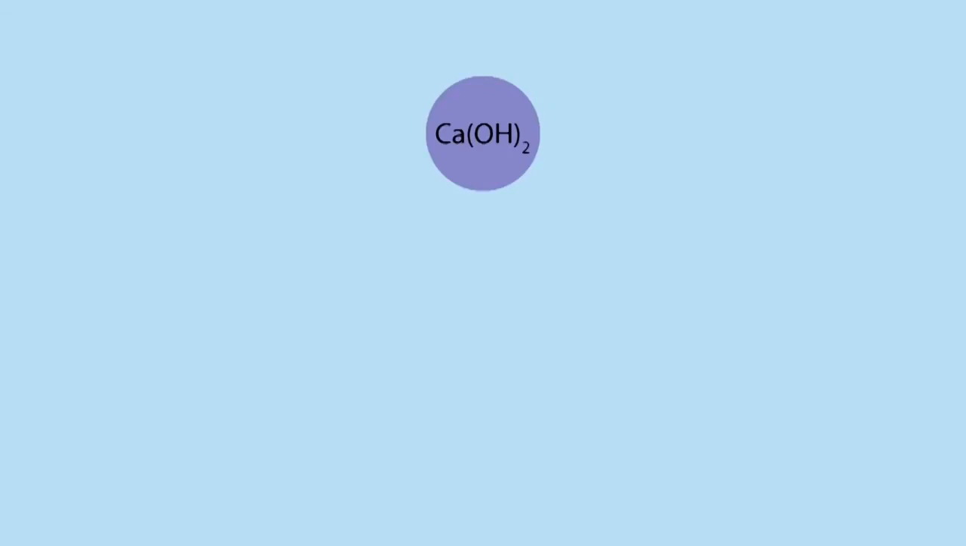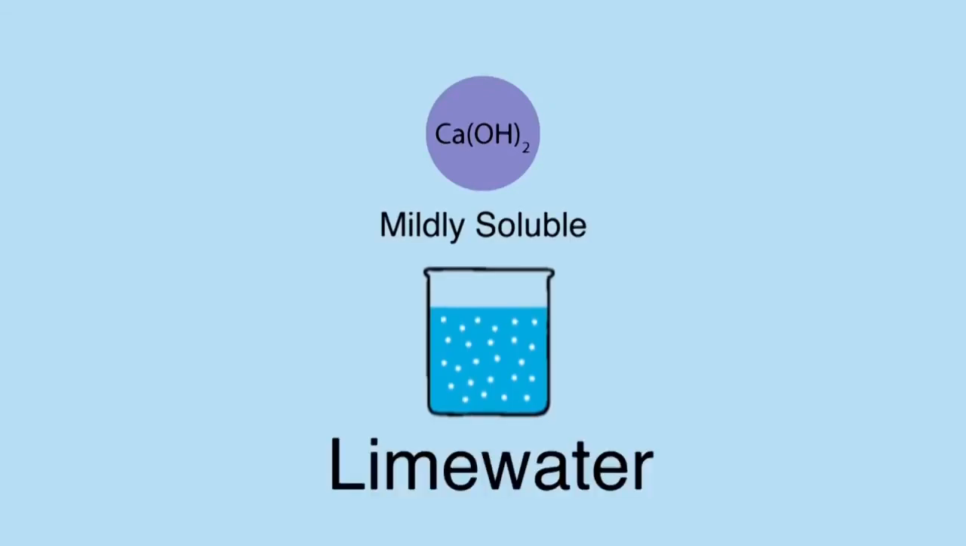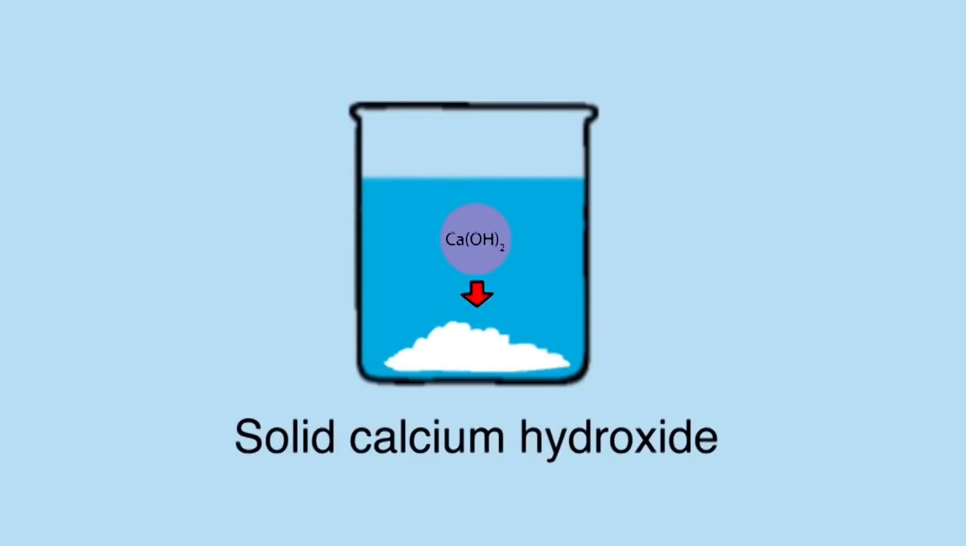Calcium hydroxide is mildly soluble in water. The solution is known as lime water and is used to test for carbon dioxide. If you've ever looked closely at lime water, there is a white precipitate at the bottom of the container. This is solid calcium hydroxide.